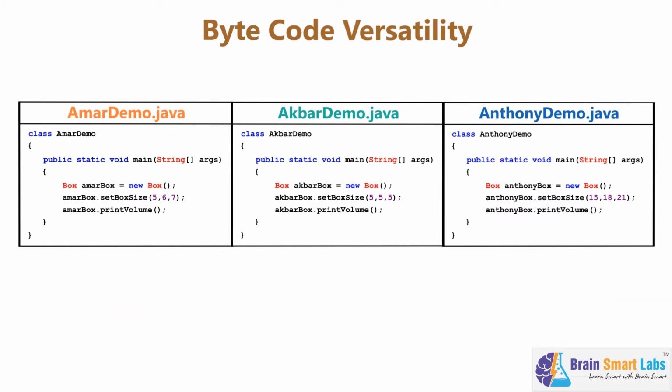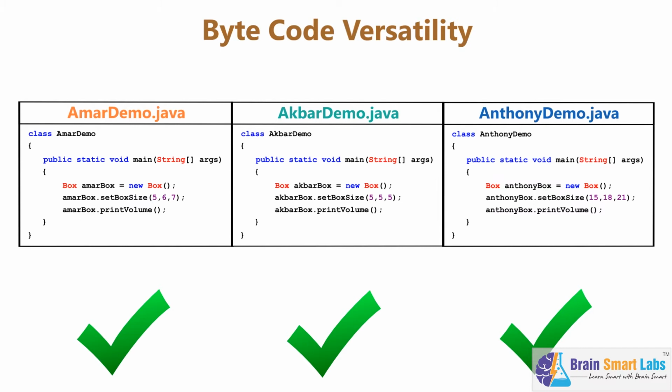But to their surprise, as they press Ctrl 1, source code of Amar compiles fine, source code of Akbar compiles fine, and source code of Anthony also compiles absolutely fine. Wow! So this proves we can create objects of class box without having any source code. Yes, you do not need any source code file of class box to create any object on your PC. All you need is a bytecode file to create any object of that particular type.